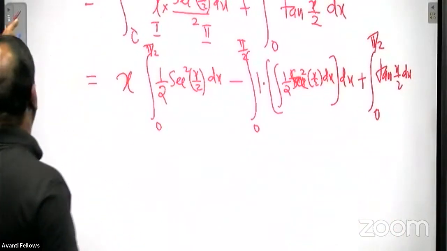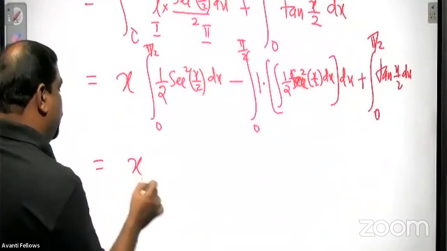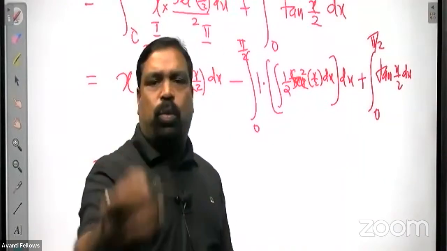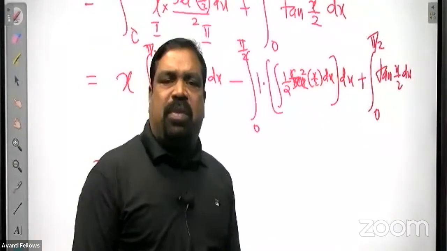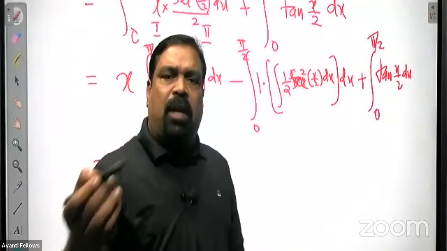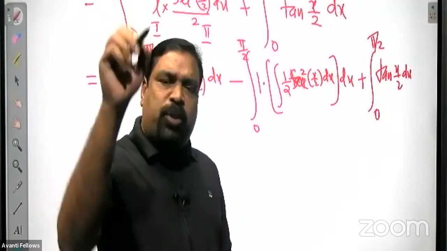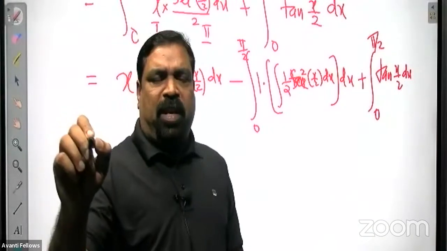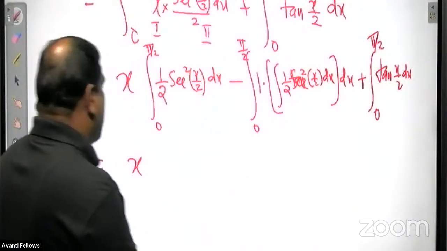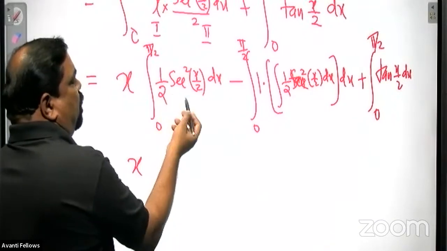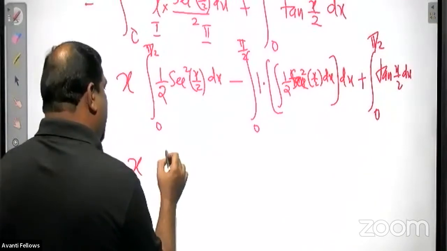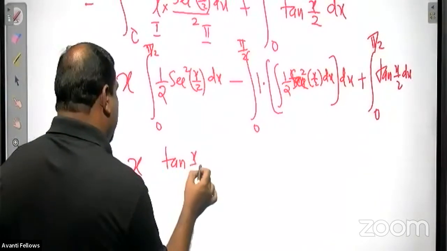Now, what is the integral of half sec square x by 2? Integral of sec square x means tan x. Integral of sec square x by 2 means tan x by 2 divided by 1 by 2. So ultimately this half and that half will cancel, and you will get tan x by 2 only. So x into tan x by 2.